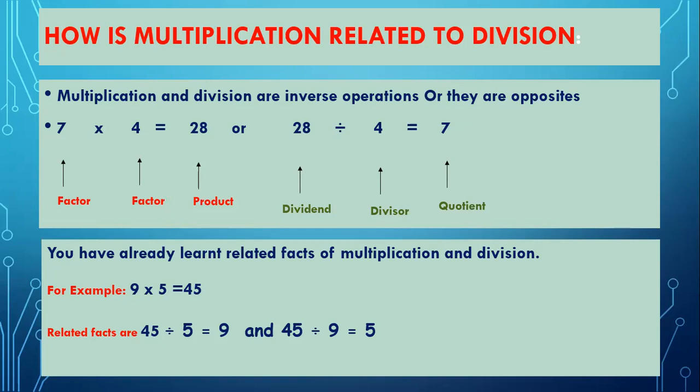Now, also you have learned related facts of multiplication and division, like addition and subtraction. 9 times 5 equals 45 is a multiplication statement, and the related facts of that will be 45 divided by 5 equals 9, or 45 divided by 9 equals 5.